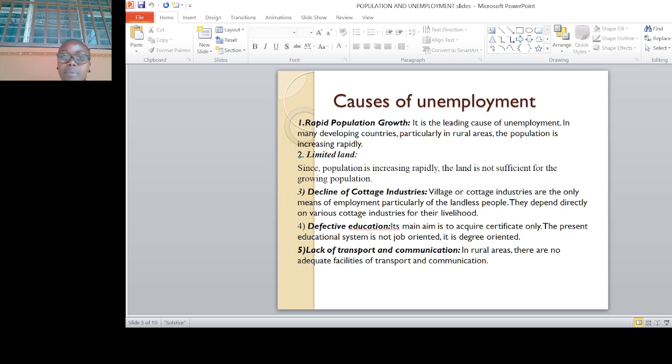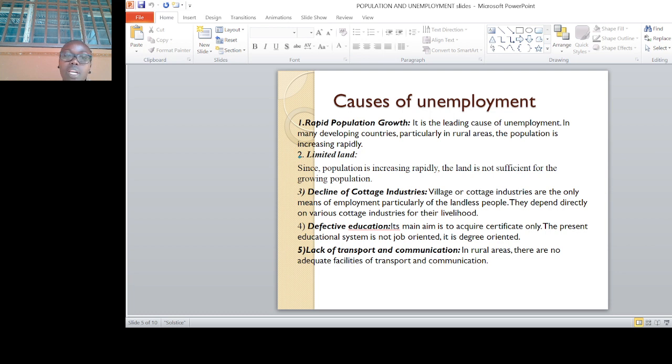Then we go to sources of unemployment. We have rapid population growth. It is the leading cause of unemployment in many developing countries, particularly in rural areas. The population is increasing rapidly. There is also limited land. Since the population is increasing rapidly, the land is not sufficient for the growing population.